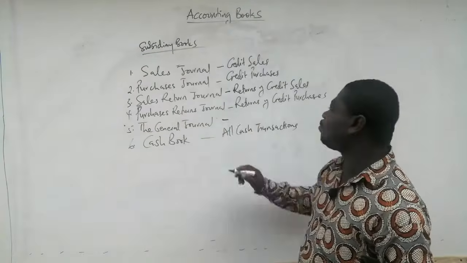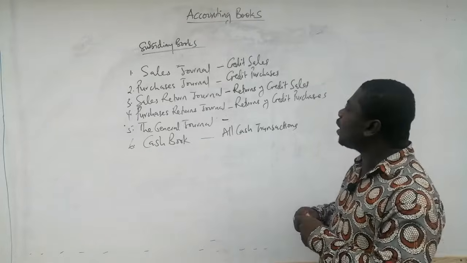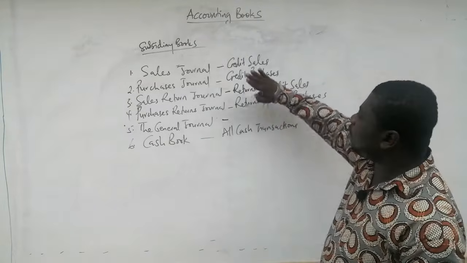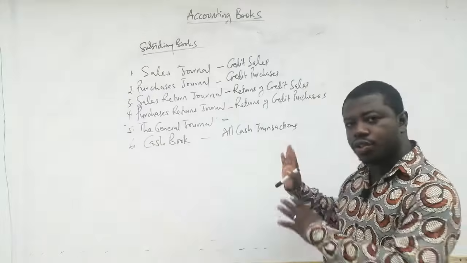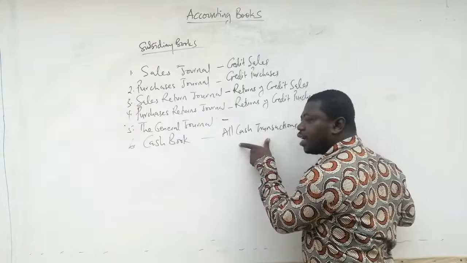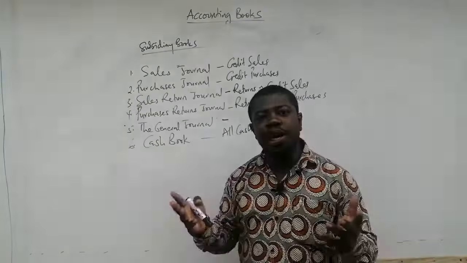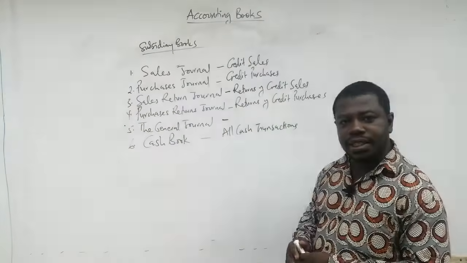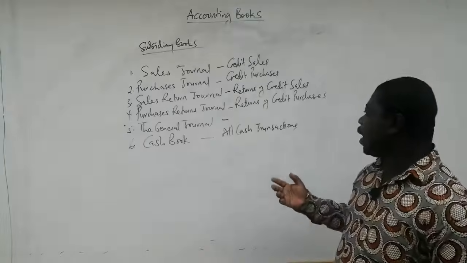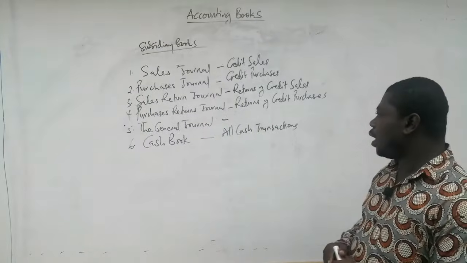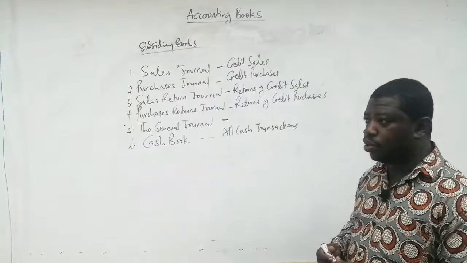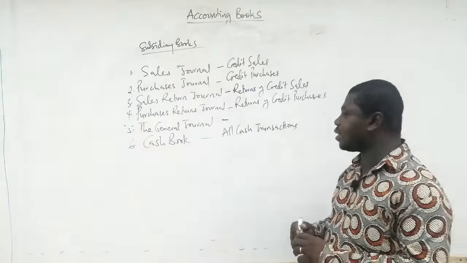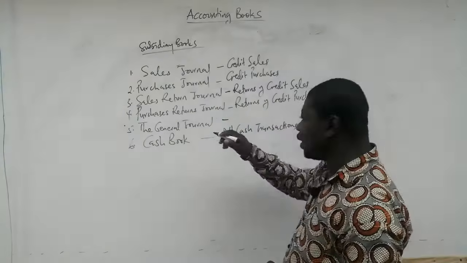Now, the general journal. You could see that we have mentioned sales and purchases and their returns on credit, and we have mentioned all cash transactions. Now, there could be a transaction that is not a credit sale or credit purchase. Neither is it a return. And then it is also not a cash transaction as well. And so those transactions will be recorded in the general journal.